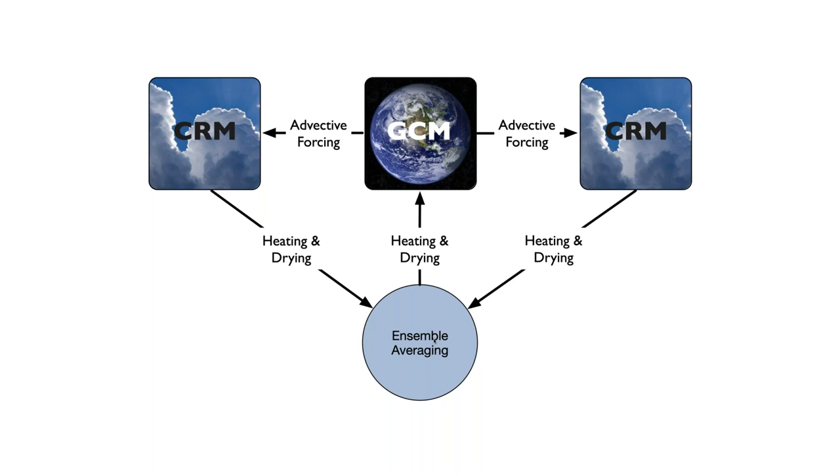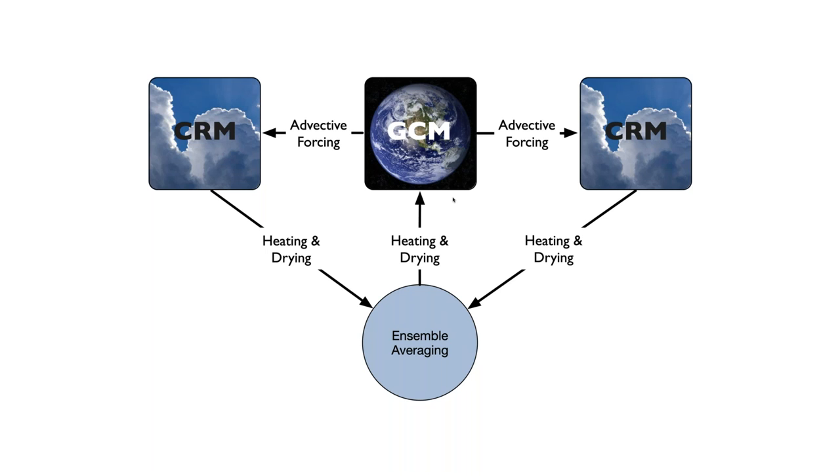And the average of the heating and drying from these multiple CRMs is fed back to the GCM. So each CRM sees exactly the same large scale weather as simulated by the GCM. So the same weather going here, the same weather going here. They produce slightly different heating and drying because the cloud resolving models are initialized differently, with small perturbations in the initial conditions. And then the ensemble average is fed back.